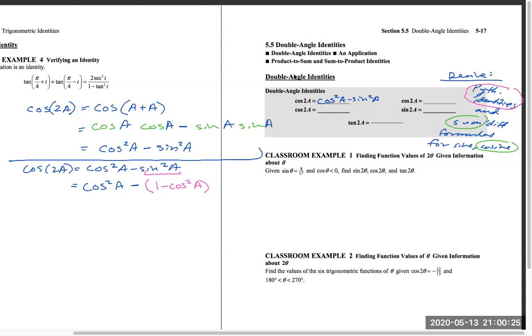Now, what do we get from here by algebraic simplification? Well, cosine squared a minus 1 from distribution plus cosine squared a from distribution. Like terms, that's 2 cosine squared a minus 1. That's where our second formula comes from.